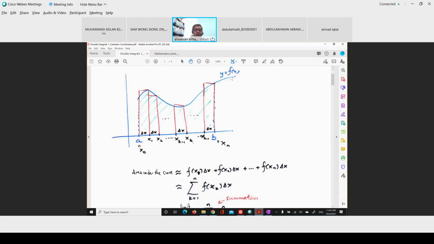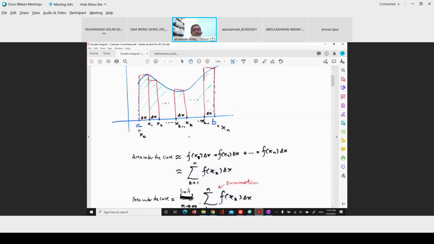So one approach is by using this approximation approach. We use an estimate. First, we come up with an estimate of the area under the curve. This is what the ancient Greeks have used, historically. So we partition the interval a to b into sub-intervals.